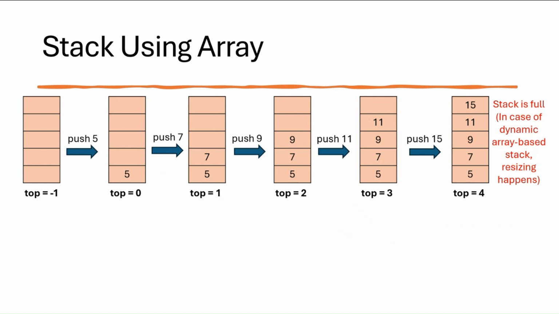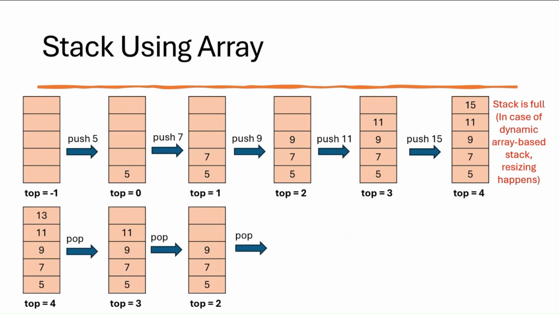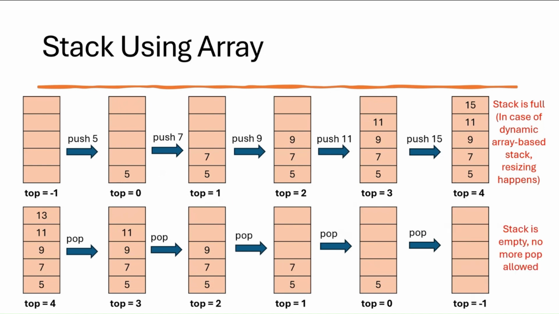Now in the case of a static array, we will not be able to add anything, but in the case of a dynamic array, the resizing happens internally, right? How the dynamic array resizing happens, you can check out the array data structure related video in our series. That will give you more idea about this concept, right? And similar to push, when we try to remove or pop an element, you can see the top is decrementing, and once it comes to -1, it says that the stack is empty and we will not be allowed to pop any item because there are no items left, right?